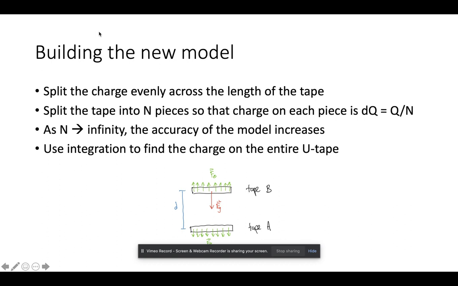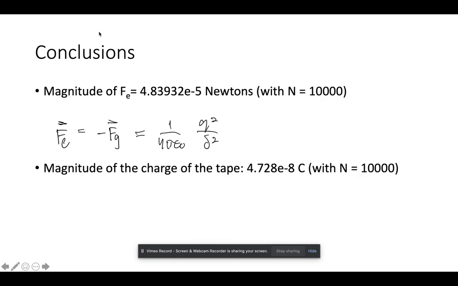So when we build our new model, we're going to split the charge evenly across the length of the tape, split the tape into n pieces so the charge on each piece is dq equals q over n, and increase n until the accuracy of the model increases. So effectively, we're using integration to find the charge of the entire tape. The model on the bottom shows many arrows for the electric field instead of just one for a single point charge. The magnitude of Fe calculated by the line of point charges was 4.8 times 10 to the negative 5 newtons when the number of point charges or electric forces considered was 10,000.